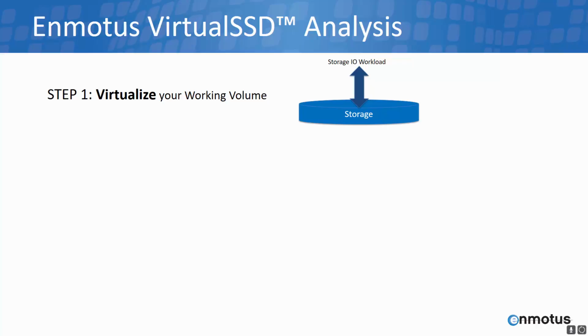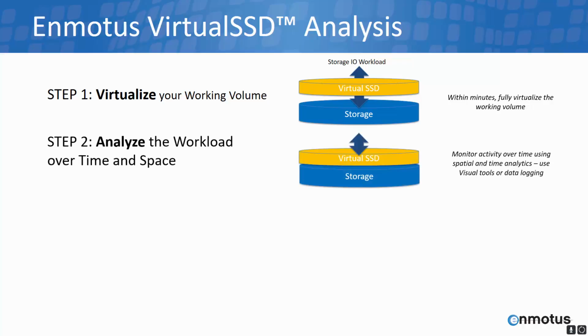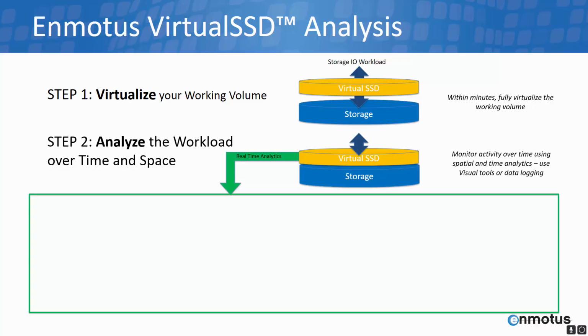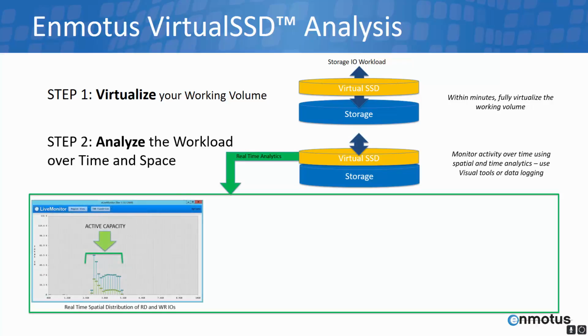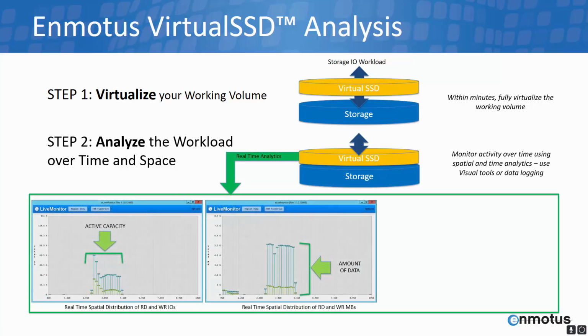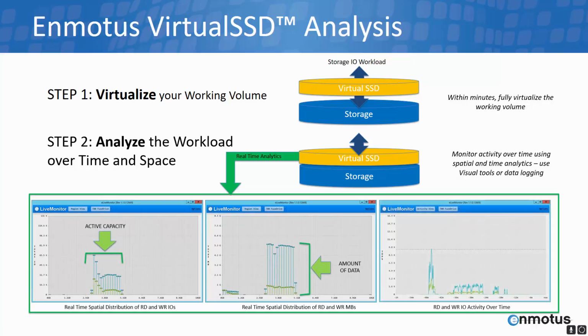Here's how. We first virtualize your current or active storage. This one-off step takes just a few minutes. Step 2. Using the Enmotus analysis tools, we're now able to visually determine over a period of time the exact amount of capacity your higher active workloads need. We can also determine the volume of data that has been accessed over time. And lastly, we can determine the intensity of the data traffic over time. That's all before we add flash to the storage.